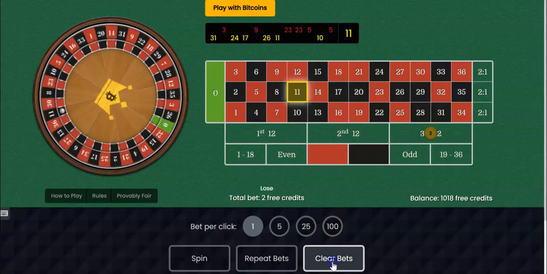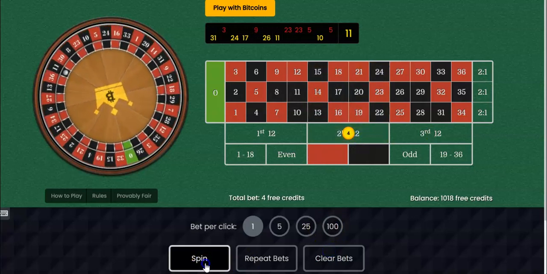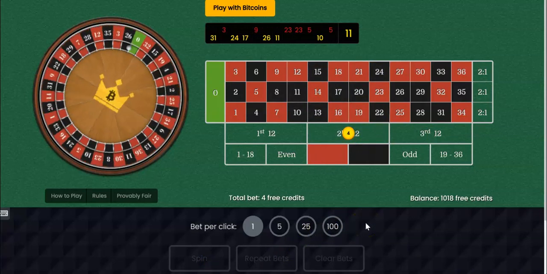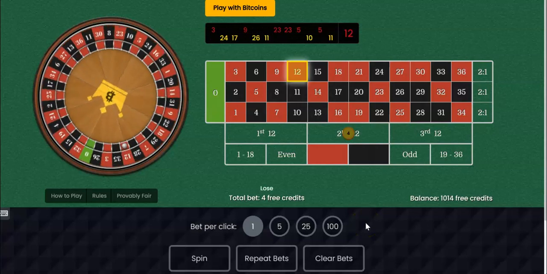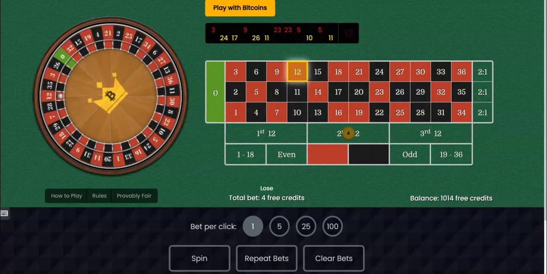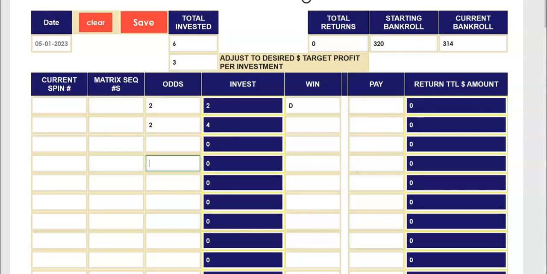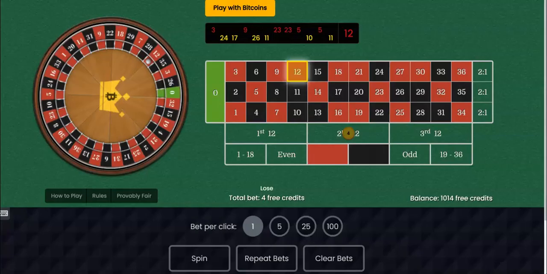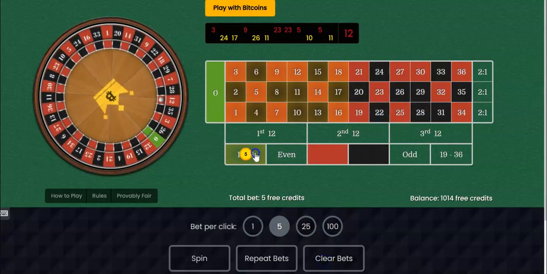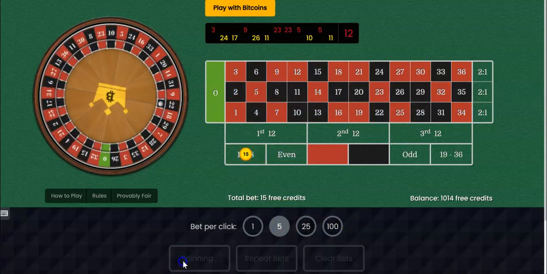Says 4. Twelve. Now remember something. Now look what it says. It says low. You changed and you're using this. Now it says low. Sorry, that's dozen. So now we're going to go low. It's asking for 15. This is because this is higher. So we'll put the 15. Here we go.